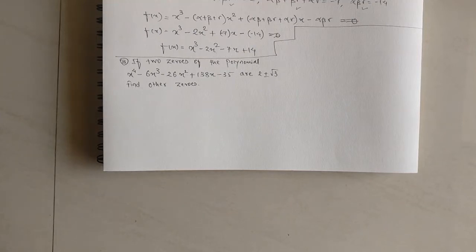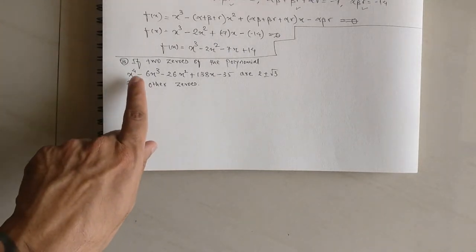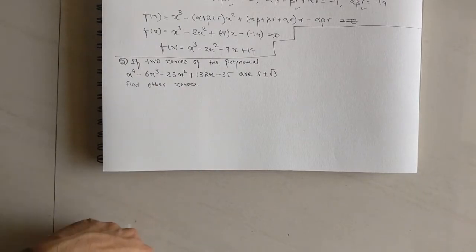If two zeros of the polynomial x raised to 4 minus 6x cube minus 26x square plus 138x minus 35 are 2 plus minus root 3, find other zeros. Now in this question, what is different? The different thing is, this is a biquadratic polynomial. Biquadratic is a polynomial with degree 4. If you see the highest power of the polynomial, it is 4.